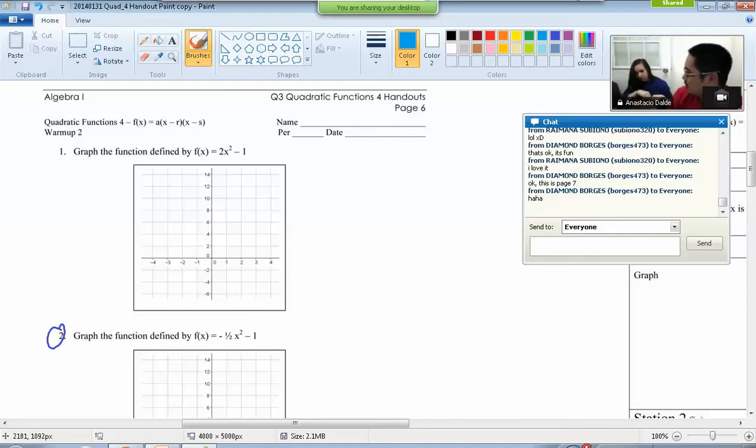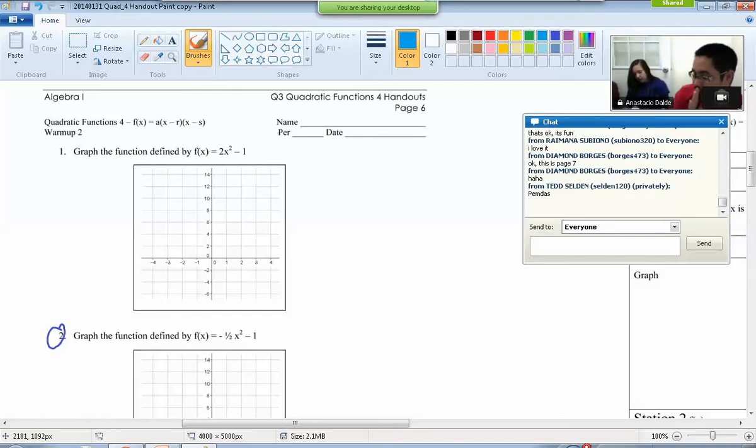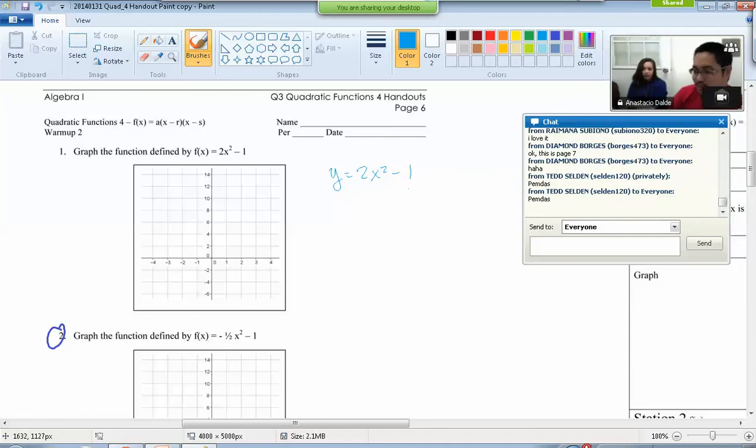What do I do? Hint. This is a warm-up, so it's asking you to remember things. You're good at remembering things, since I taught it to you on Wednesday. 2x squared minus 1. Y equals 2x squared minus 1. I'm not even going to make a table or anything. Ted's saying PEMDAS. I'm saying no. Fine. Do me this favor.